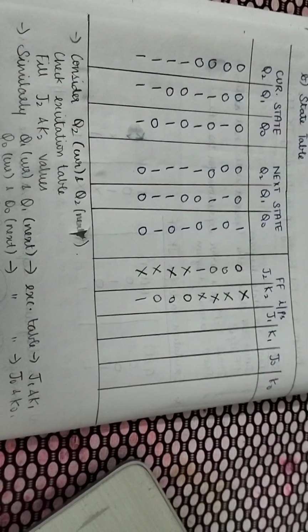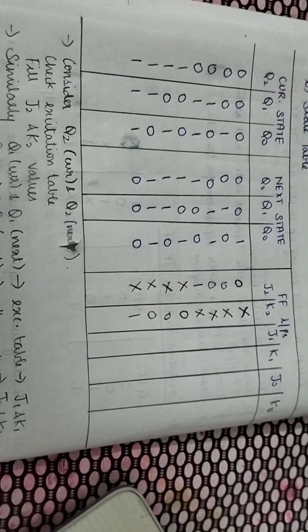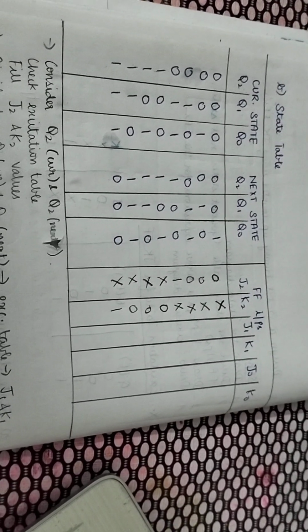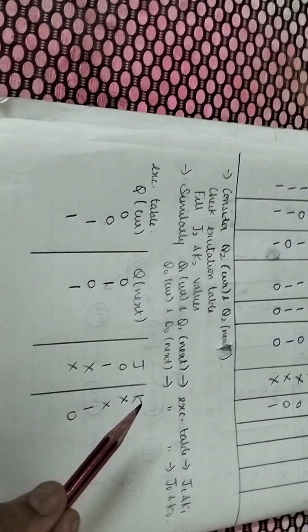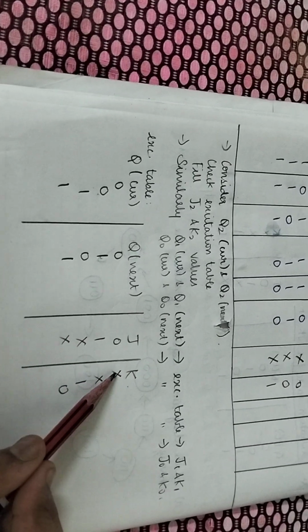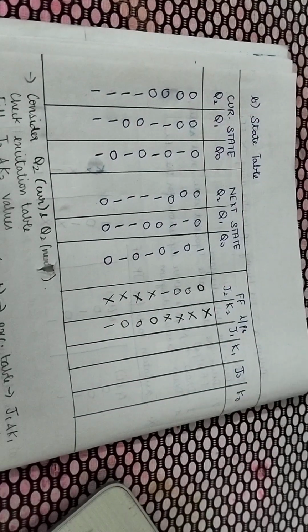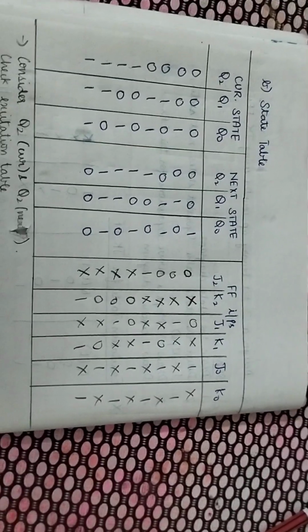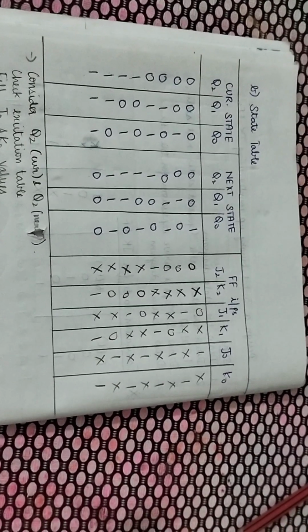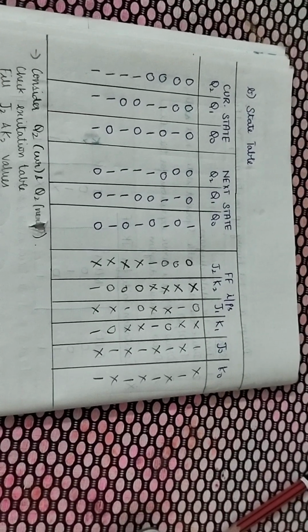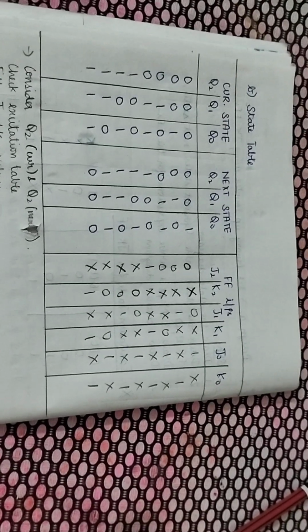So we do the same process with Q1 current, Q1 next, and Q0 current, Q0 next. We compare the current and next state. We go to the excitation table. We find out what values should come, and we fill them here. When we have done that, this is what our state table looks like. So for every combination of current state and next state, we know what inputs our J and K points should receive for each of the flip-flops we are using.